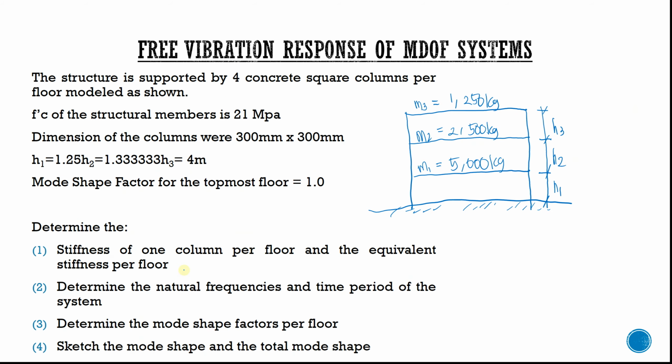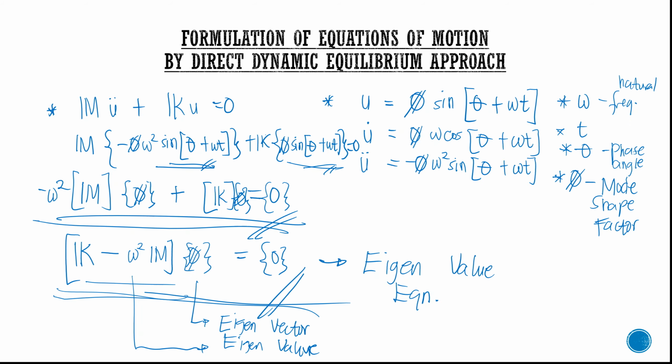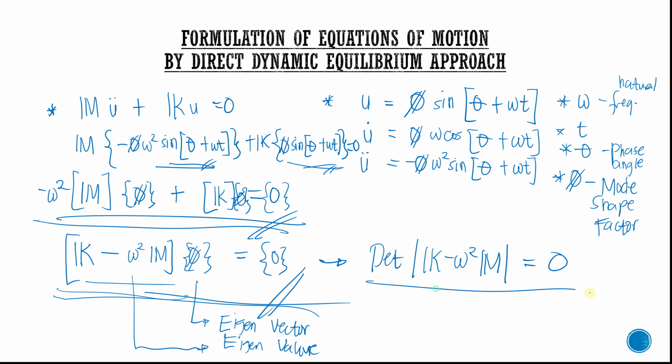Now, having arrived at this form, our next step would be getting the determinant of the stiffness matrix minus omega squared times the mass matrix is equal to 0.